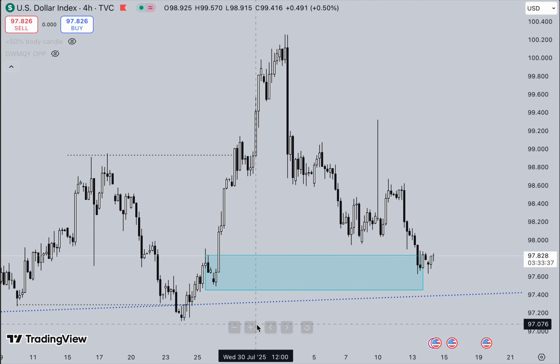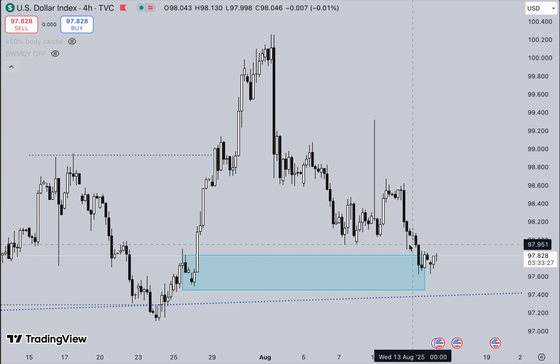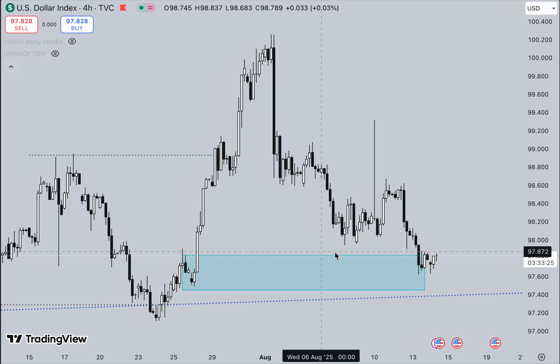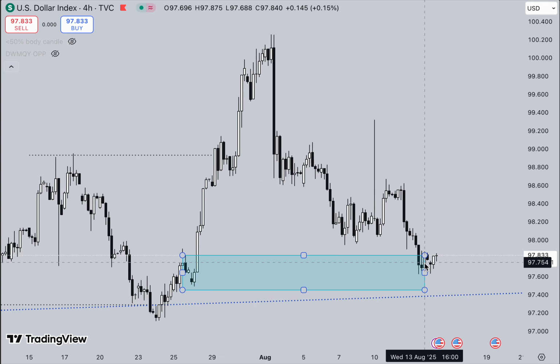For the dollar, yesterday, on Tuesday rather, we had that push down into this demand level which we were waiting for. Now we took out the liquidity resting here, so we pushed up. Then we took out that liquidity and pushed down.